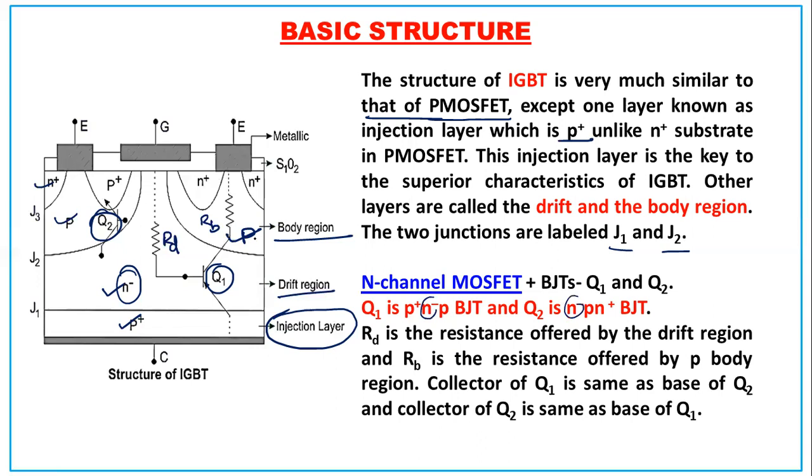So an N-channel MOSFET and two transistors Q1 and Q2. One is NPN and one is PNP, and then two junctions J1 and J2. The injection layer is the main difference. All these things you have seen. So it will have gate, emitter, and collector.